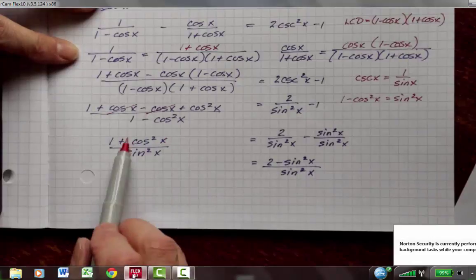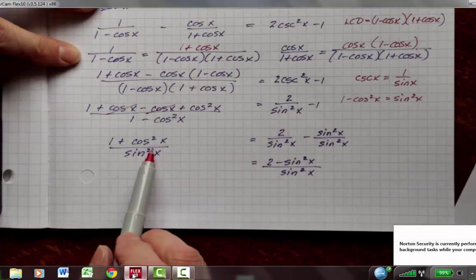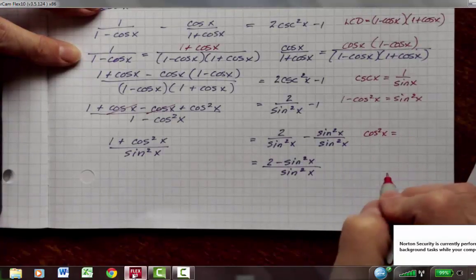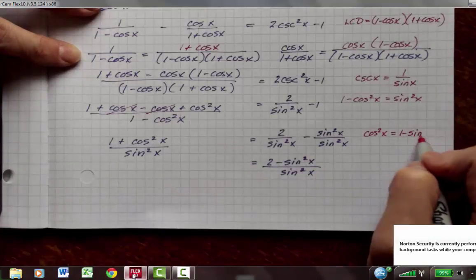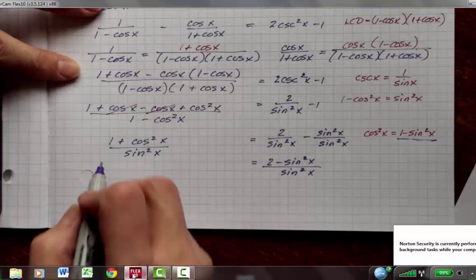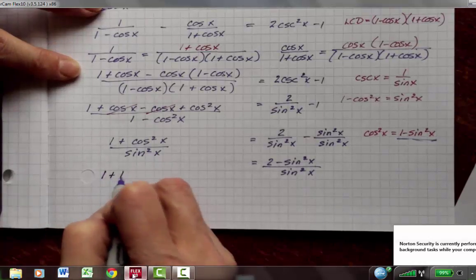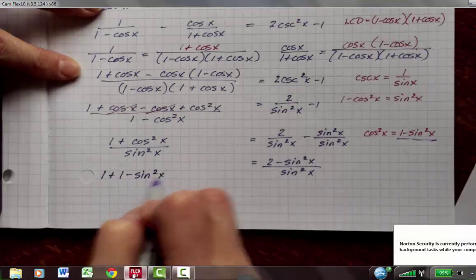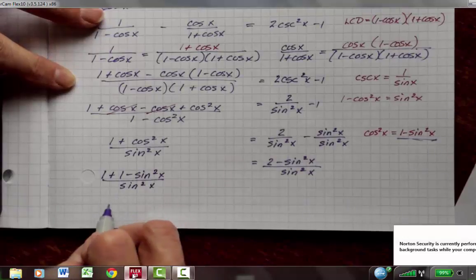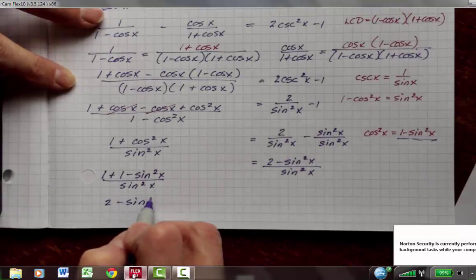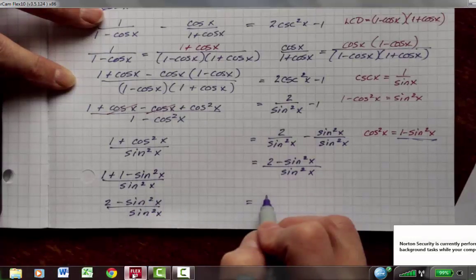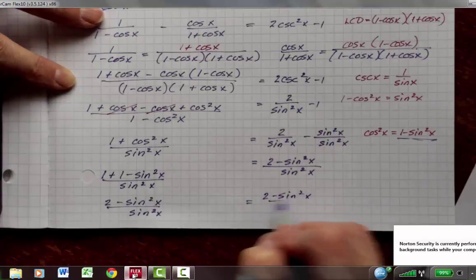Somehow I have to get this cosine squared into sine squared. And we need to remember that cosine squared x, from our Pythagorean identity, is equal to 1 minus sine squared x. So I'm just going to substitute this in for cosine squared. So now I have 1 plus 1 minus sine squared x over sine squared x. Combining my numerator, I end up with 2 minus sine squared x over sine squared x. And that's the same as I had up here, 2 minus sine squared x over sine squared x.